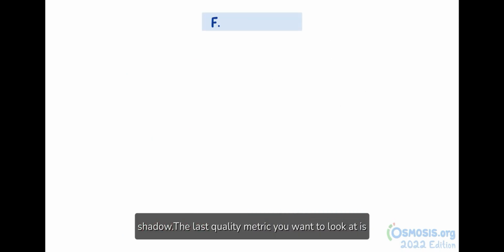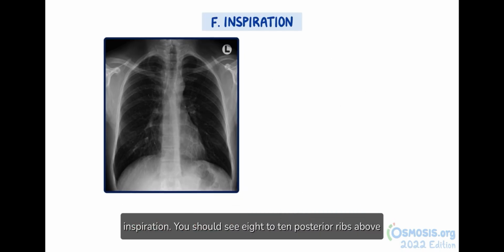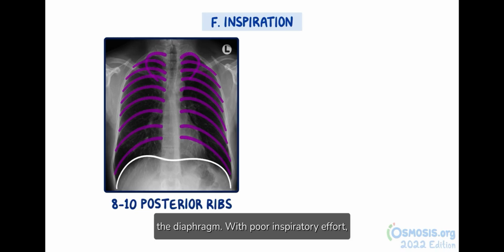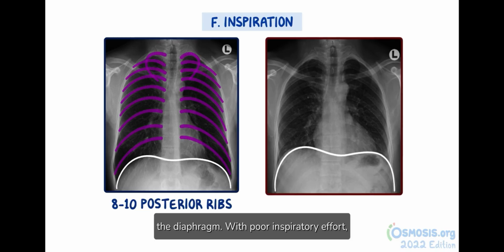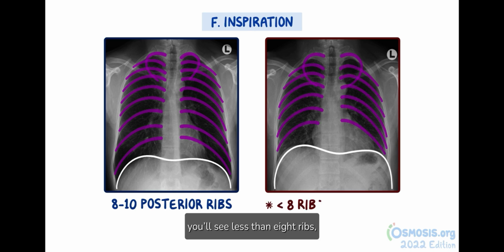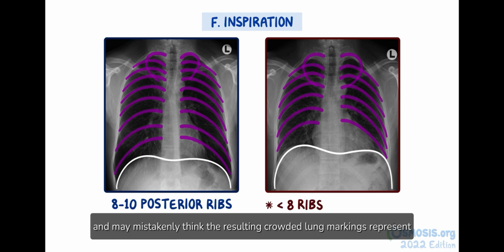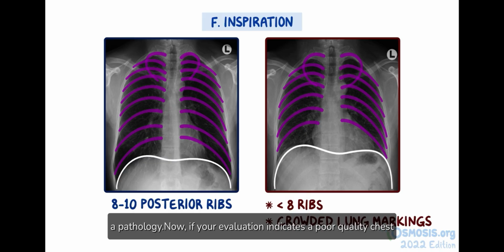The last quality metric you want to look at is inspiration. You should see 8 to 10 posterior ribs above the diaphragm. With poor inspiratory effort, you'll see less than 8 ribs, and may mistakenly think the resulting crowded lung markings represent a pathology.